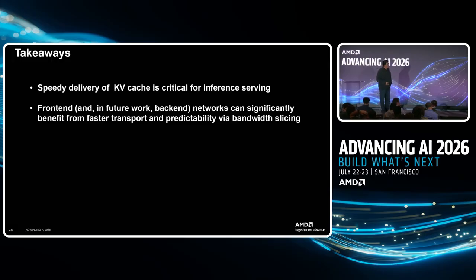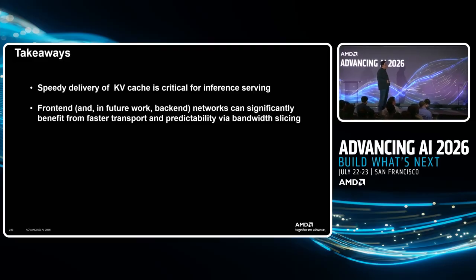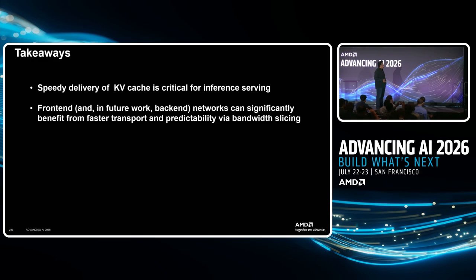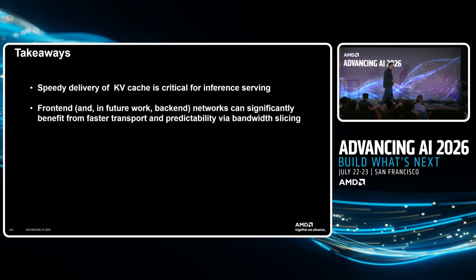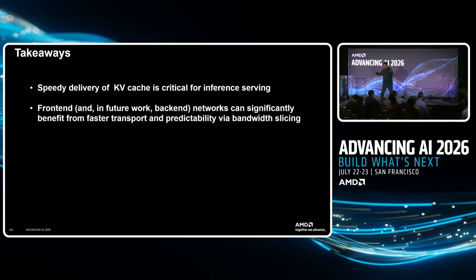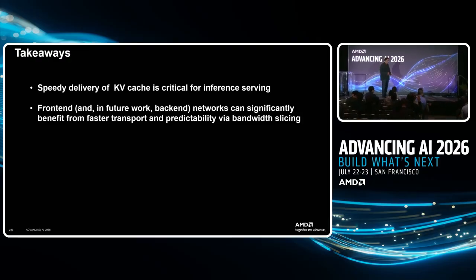So to conclude the talk, it is necessary to deliver KV fast, we all agree, otherwise the GPUs are going to be idling. And the front-end network's always been terrible. Nobody wants to go on the front end because nothing good comes of going on the front end. You get dropped. Okay, it's time to stop dropping packets. Let's create some headroom in the bandwidth, right?